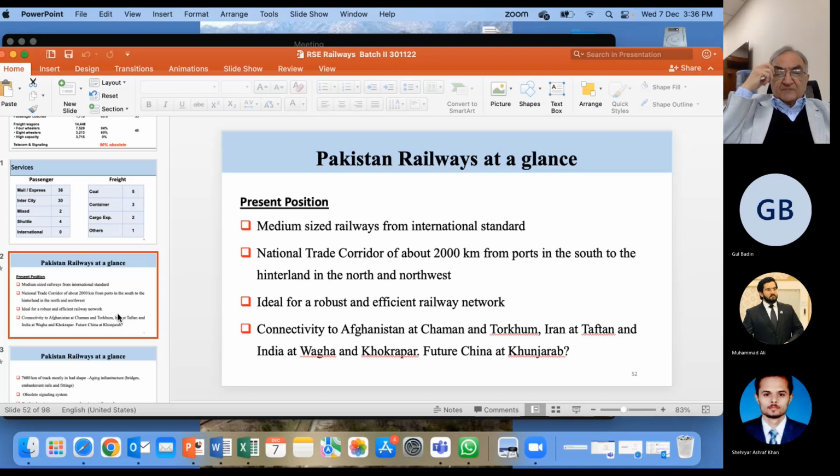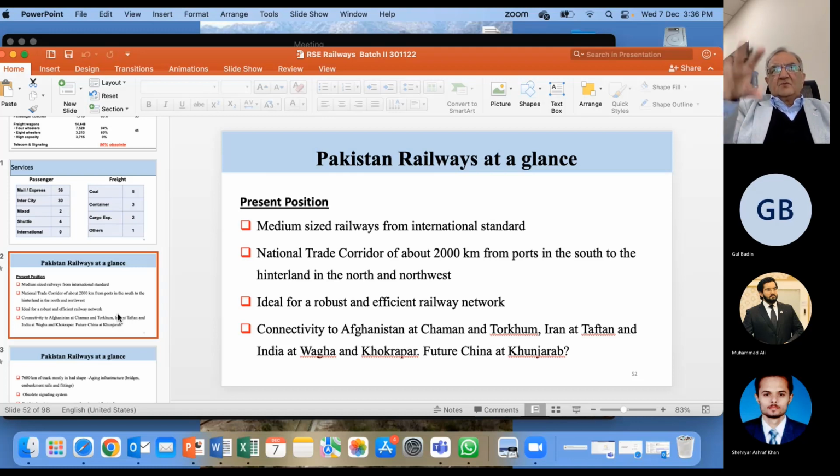And when I explained the map there, frankly, very few railways will have such good international connectivity, where our railways is connected to Afghanistan at Chaman and Torkham. It is connected to Iran at Taftan. It is connected to India at Kokrapar and Wagah. And future, inshallah, we will be connected to China via the Khunjarab Pass. And then beyond, we can go on to Central Asia connectivity. So then railway, there's no stopping, frankly. And the future is there for the railways.